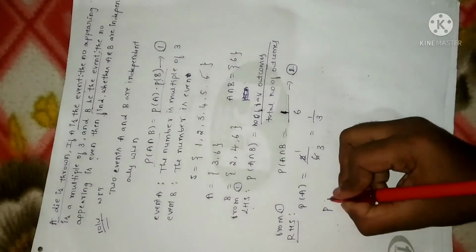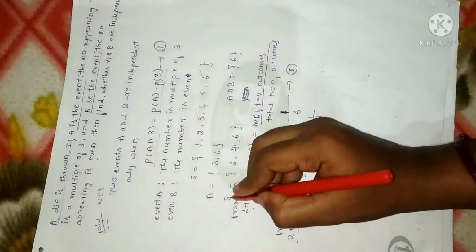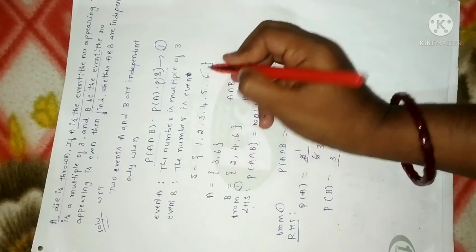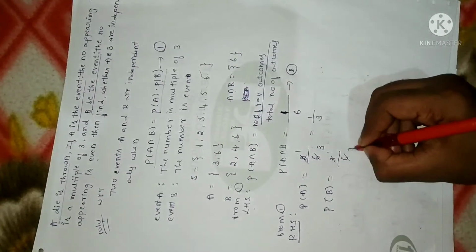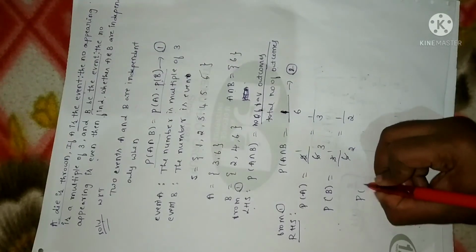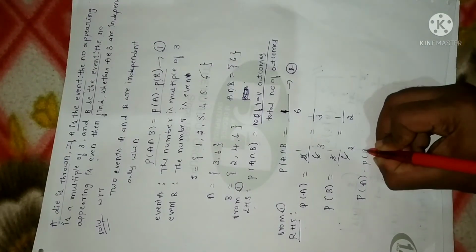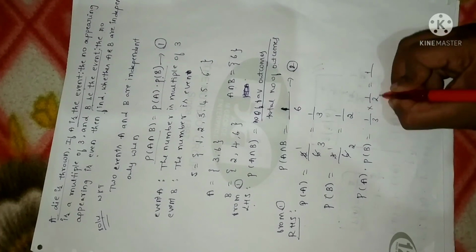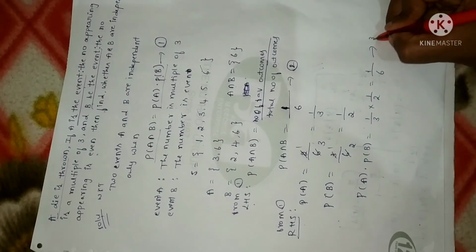To find probability of B, how many elements are there in B? 1, 2, 3, out of the sample space of 6. So 3 ones are 3, 3 twos are 6. It is 1 by 2. Now let me calculate P of A into P of B. It is 1 by 3 into 1 by 2. So we will get 3 twos are 6. Let me take this as equation 3.